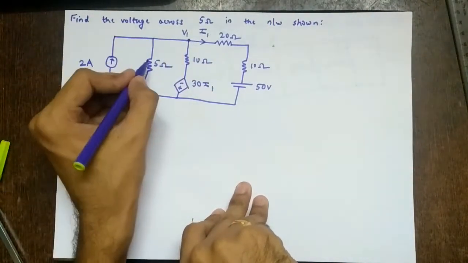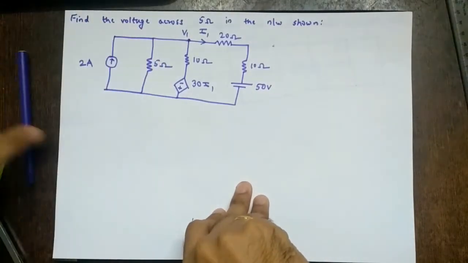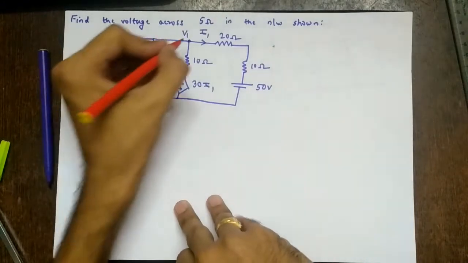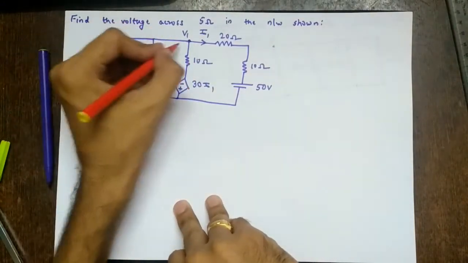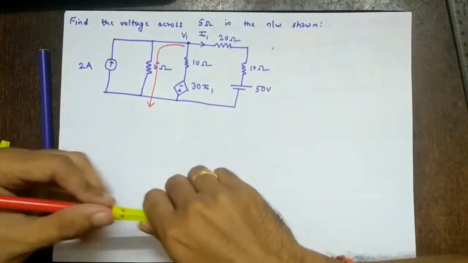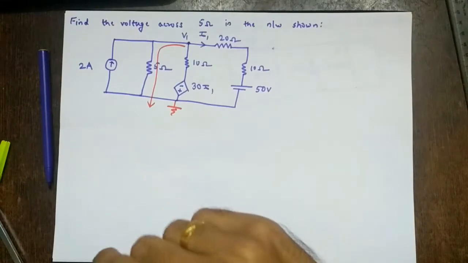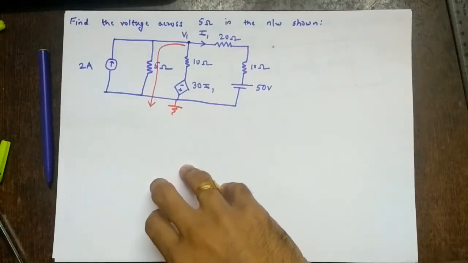So where is 5 ohms? Here. So we have to find the voltage across this 5 ohms, right? So what is the voltage across this 5 ohms? If you see, this is the node V1. It is already given, so the voltage will be the same as V1. So in short, we have to find V1 only, because this is ground. V1 is nothing but the voltage across 5 ohms.